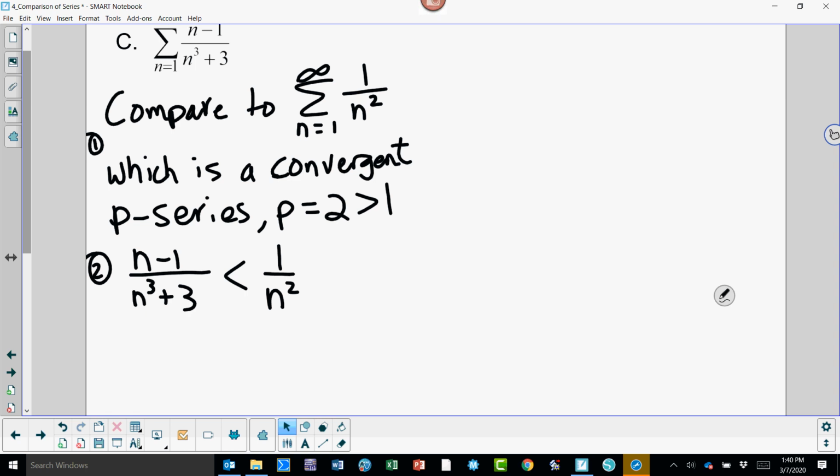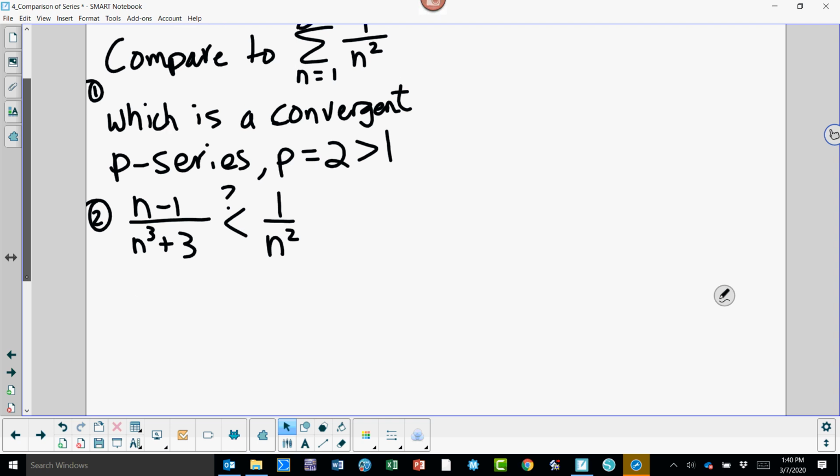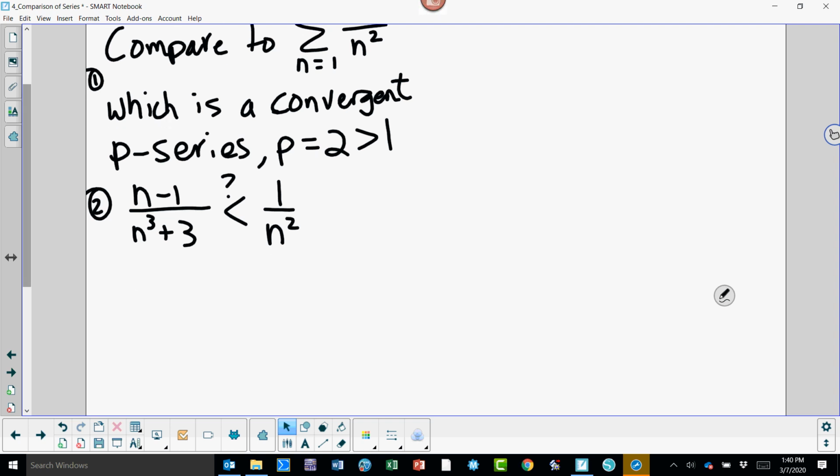Now this time I'm going to kind of put a question mark right there because I'm not actually sure. This one isn't super obvious because you can't just go, well, yeah, of course it is. No, I don't know that. So what we're going to do is we're going to basically cross multiply to get the inequality in a way that it's easier for me to verify that it is in fact true.